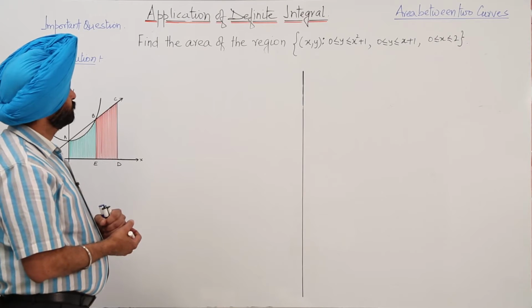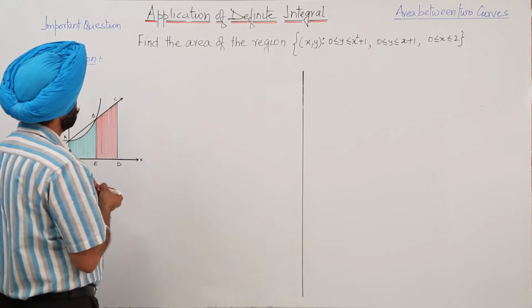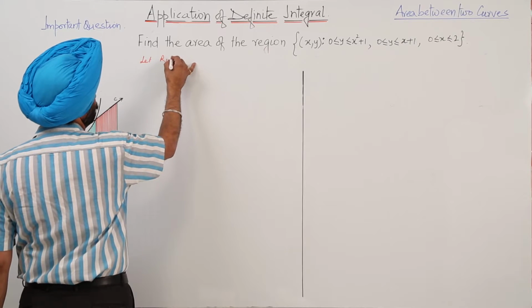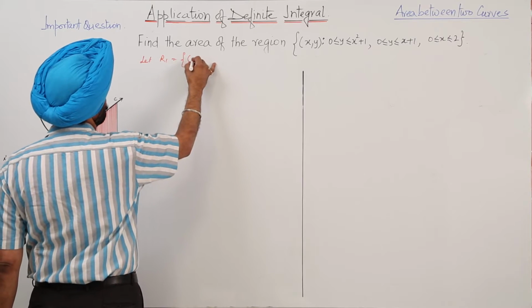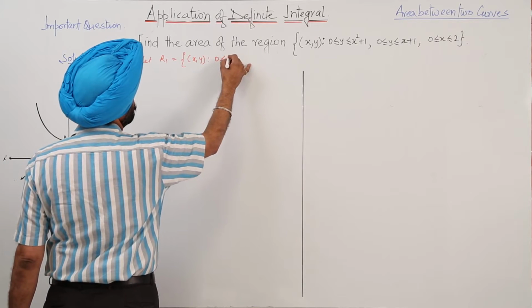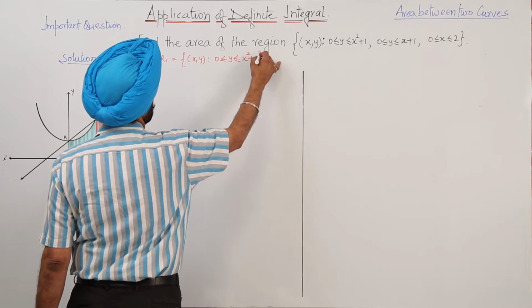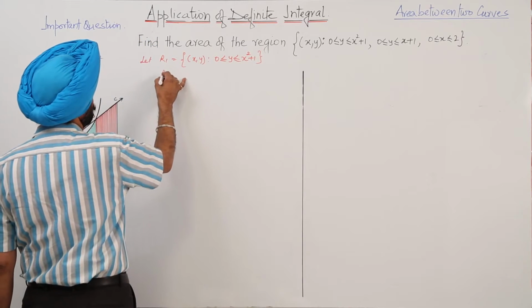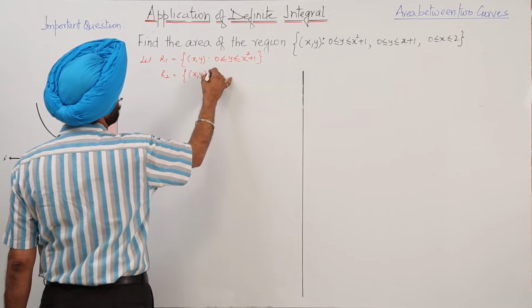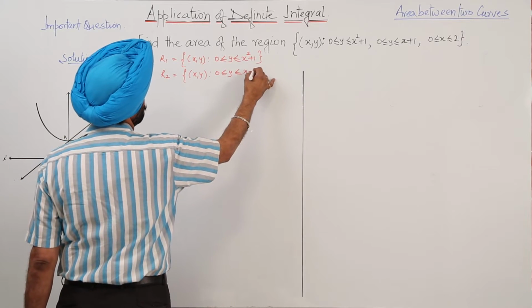In this question, we are having three different equations. Let R1 is equal to (x, y) such that 0 ≤ y ≤ x² + 1. R2 represents (x, y) such that 0 ≤ y ≤ x + 1.